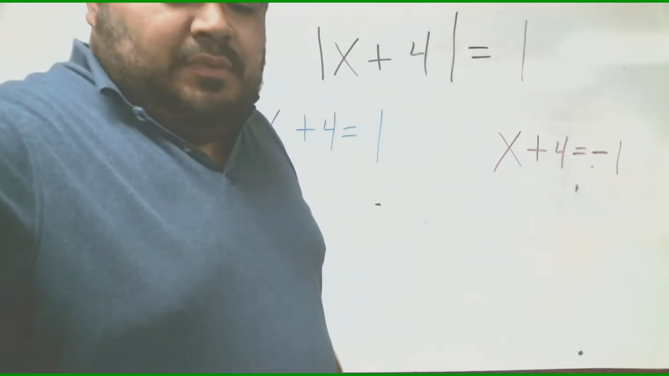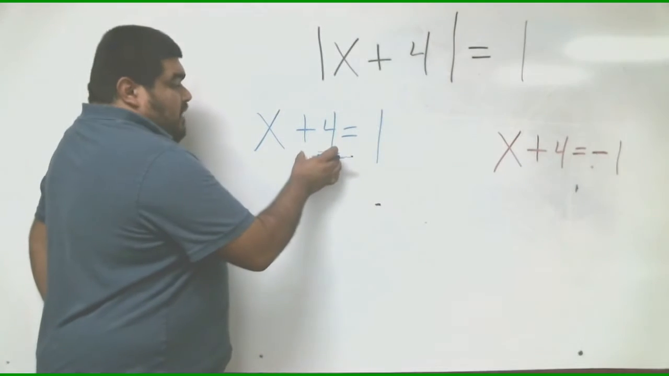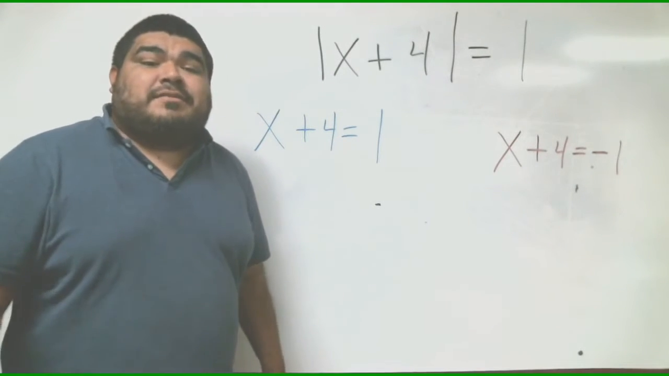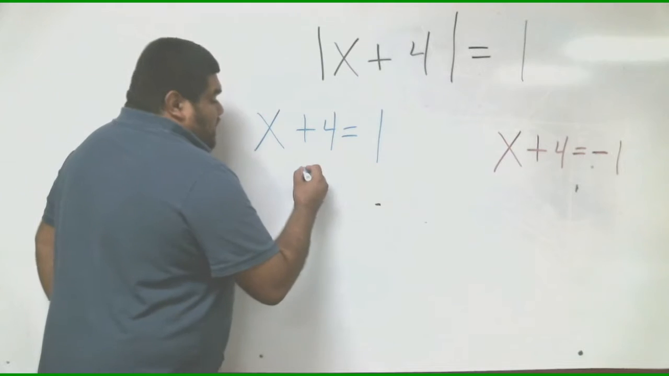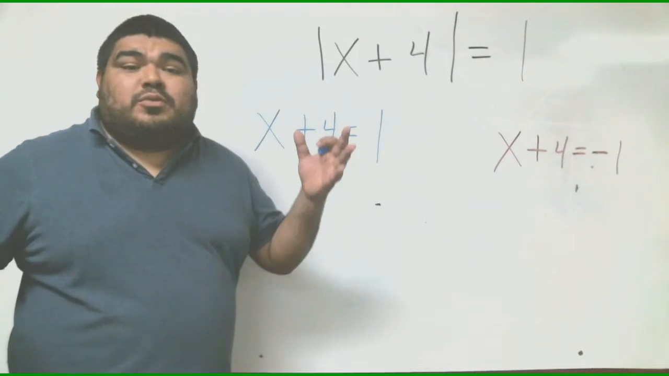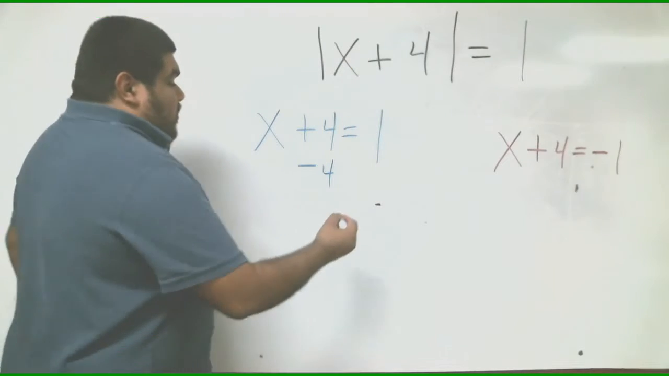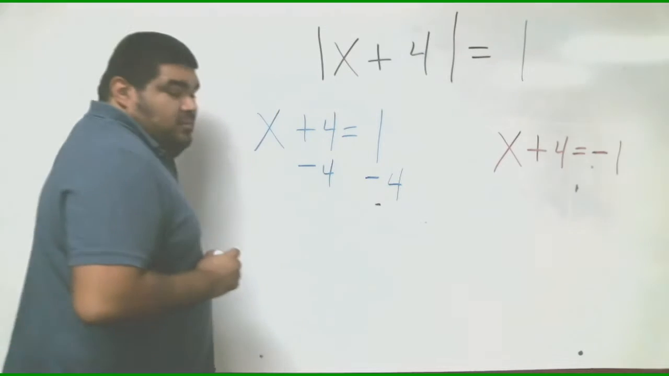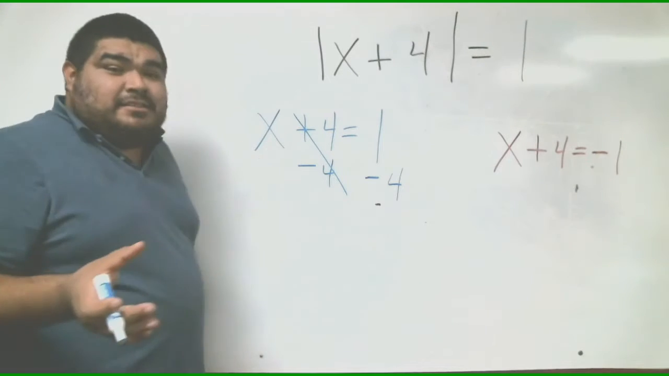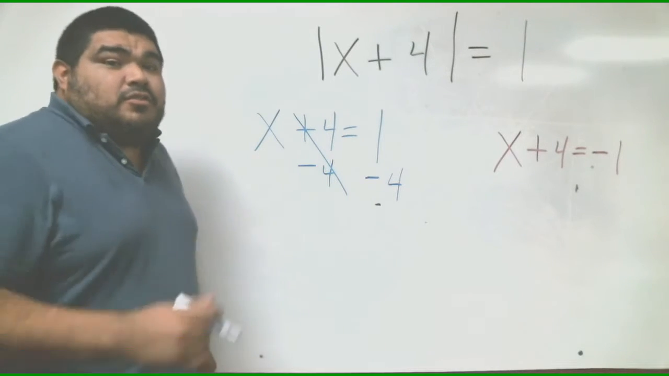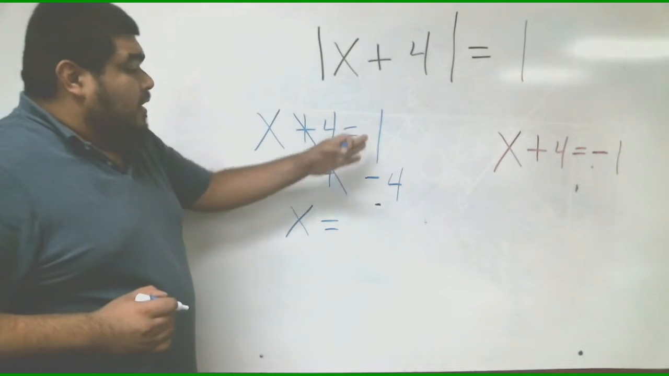On this first one, if we're trying to get rid of the 4 and it's positive, the opposite of positive is negative, right? So we do negative 4. Whatever you do to one side, you have to do to the other, because remember, balance. So we have negative 4 over here as well. 4 minus 4 cancels out. We're just left with x. That's what we're trying to do, leave x alone. So we have x equals 1 minus 4.